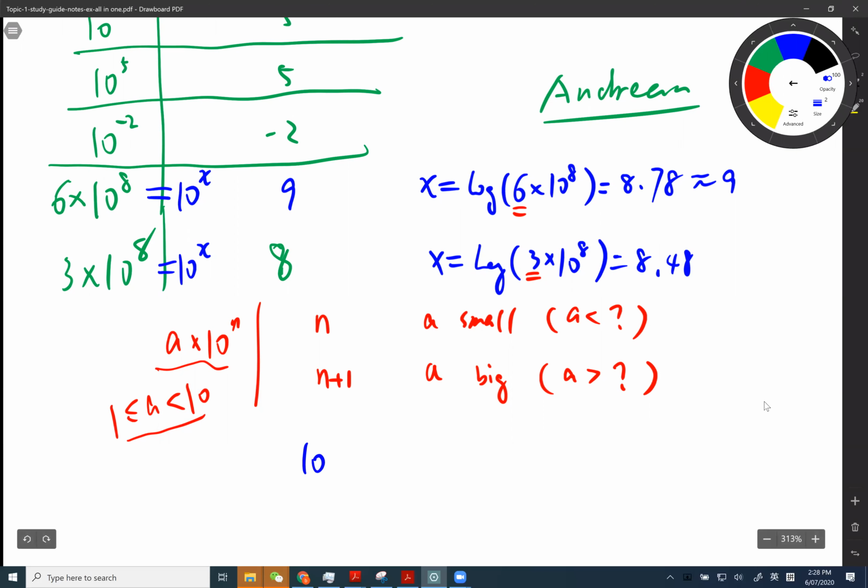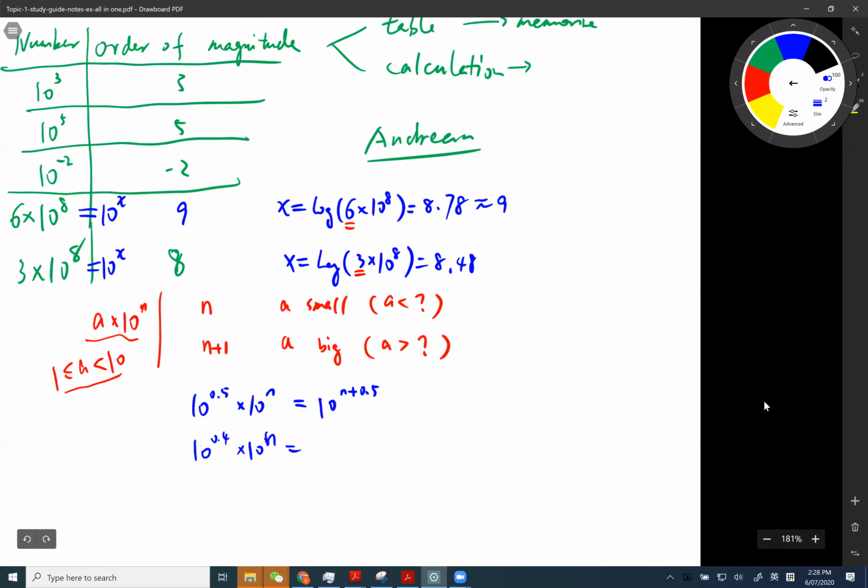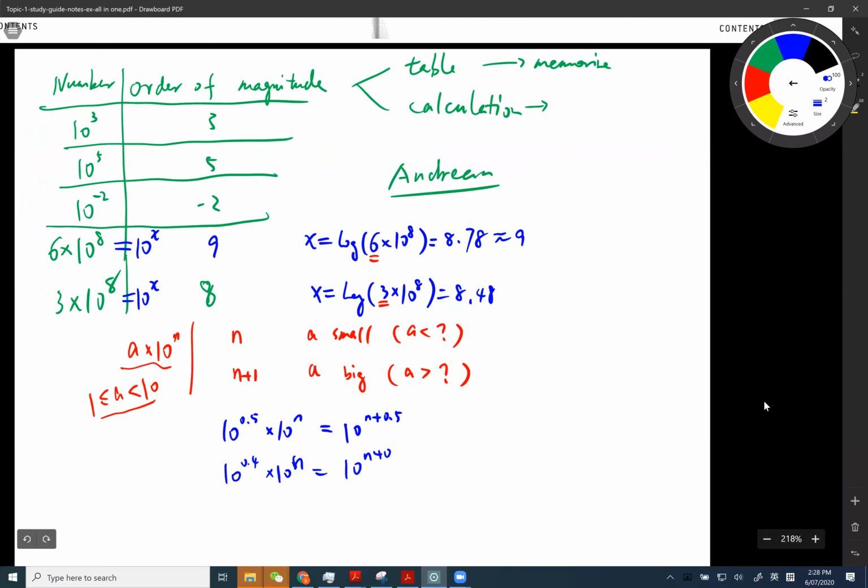Check 10 to the power 0.5 times 10 to the power of n. This case, we have n plus 0.5. You need to round up, for example 8.5, we round up. But if 10 to the power 0.4, you don't need to round up. Here it's just n plus 0.4, so the order of magnitude equals n. But this one equals n plus 1. How about 10 to the power 0.6? Of course we round it up.